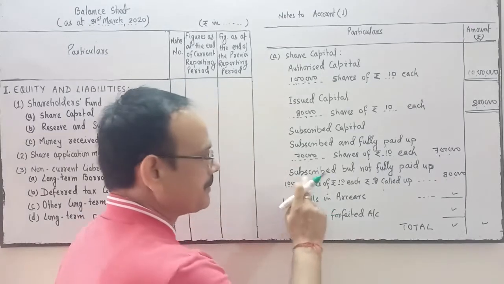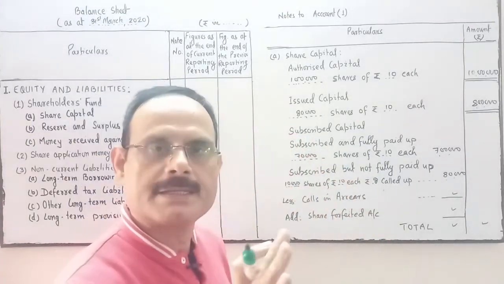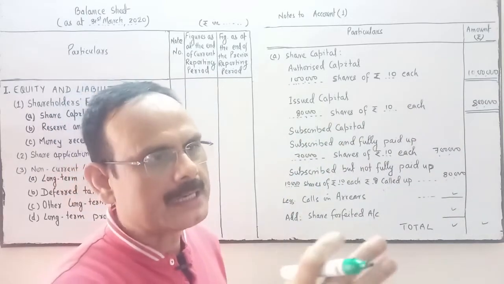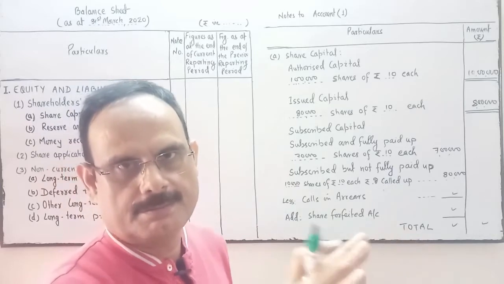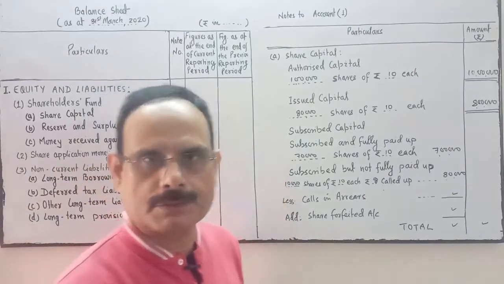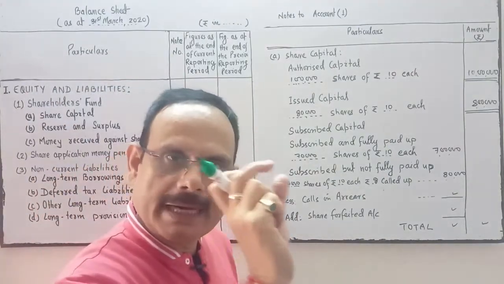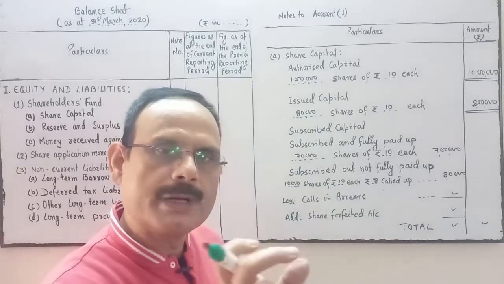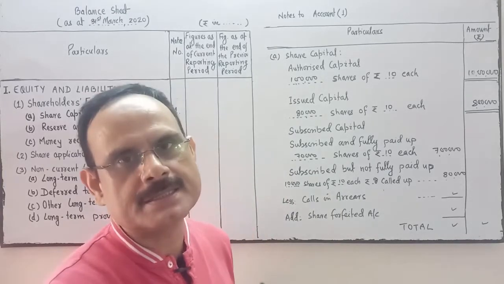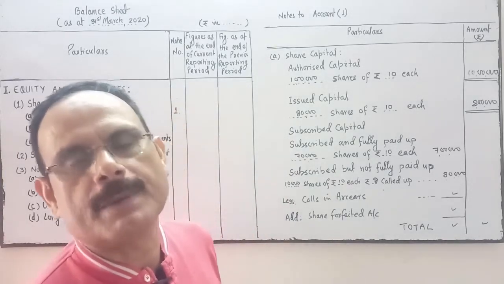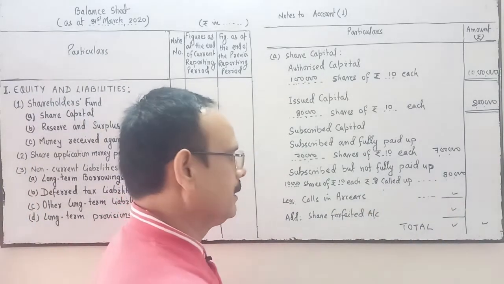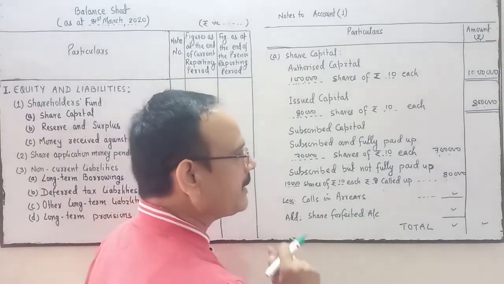Another case is subscribed and not fully paid up, which means the company has called but shareholders failed to pay the amount. Maybe a few shareholders have not paid some portion of the called up amount. Suppose the company has called 10 rupees and the shareholder has paid only up to 8 rupees. Maybe 2 rupees is not paid by some of the shareholders. So this will be under calls in arrear.